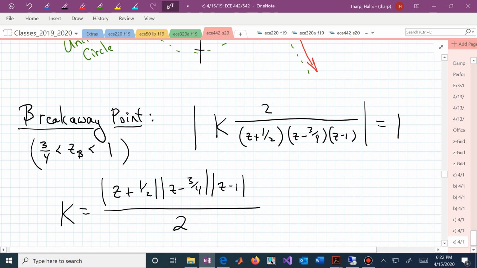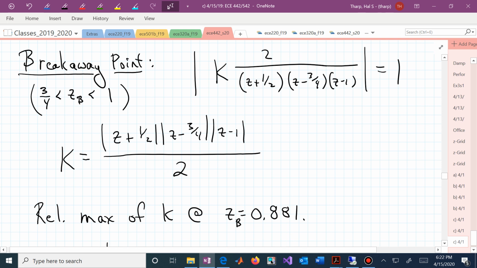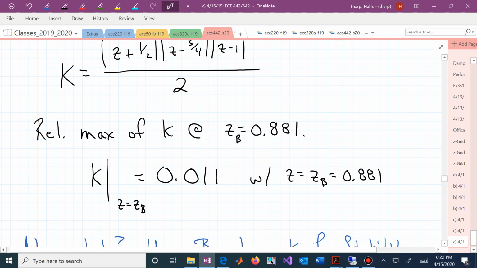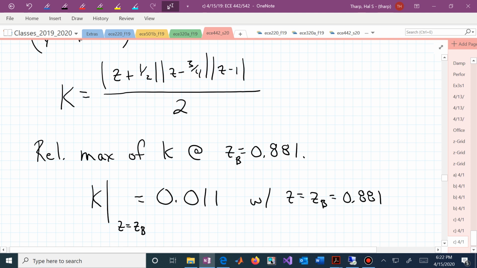We can solve that condition for k, and we now can plug in different values of z between 3/4 and 1 and look for the relative maximum. We could do that with our calculator, we could do it with calculus, but we could do it numerically. We could just iterate a few points between 3/4 and 1 and look for where the relative maximum is. In this case, the relative maximum occurs at 0.881. Now what? Well, we now can find the value of k at that particular real axis point, and the value of k is now 0.011.